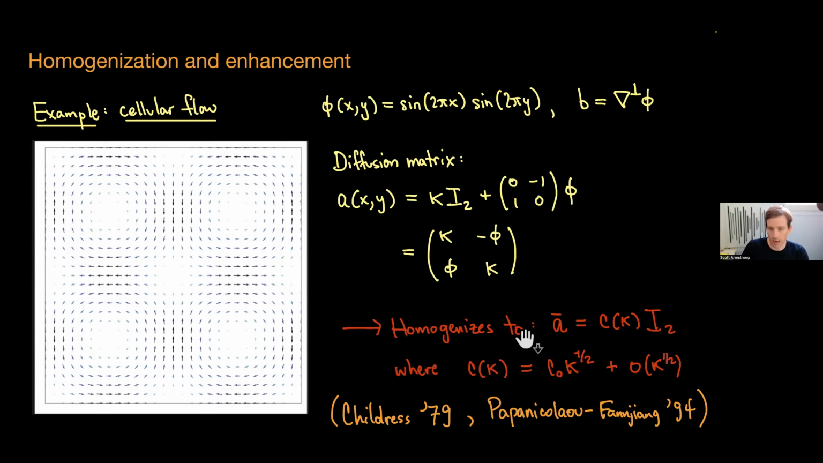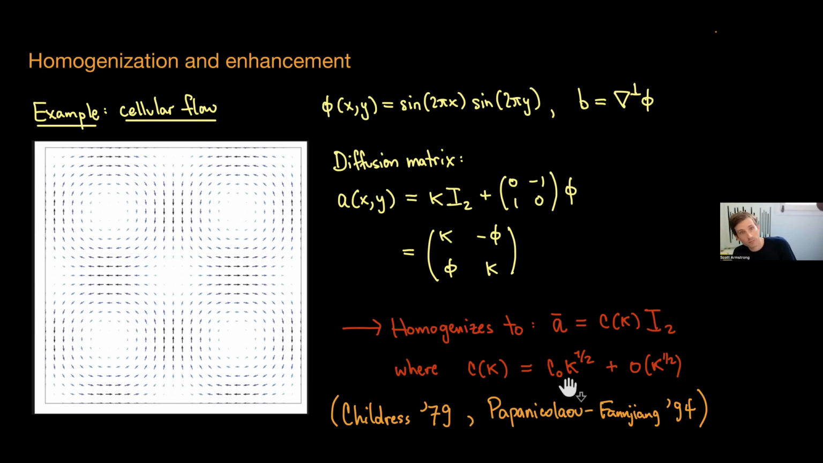So anyway, this will homogenize to A bar, which is a multiple of the identity. And this C, the special C, which depends on kappa, is actually square root of kappa up to a constant. And this is what these authors showed a long time ago. So kappa becomes square root of kappa. So that's a lot of enhancement. You go from kappa to square root of kappa. It's a big jump. Okay.